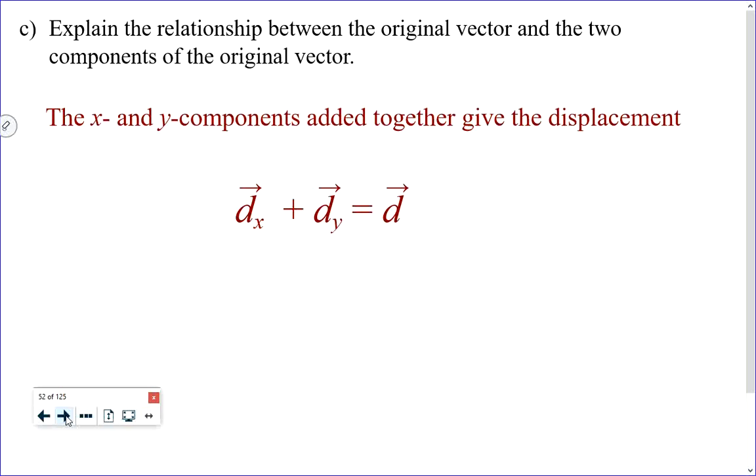How do I add a vector in the horizontal and a vector in the vertical? I draw them tip to tail and find the hypotenuse. And the hypotenuse is where we started. The difference is we were finding the hypotenuse vector, the total vector last time, by adding easts and norths, or wests and norths or whatever. Here we're working backwards. So that's the relationship.